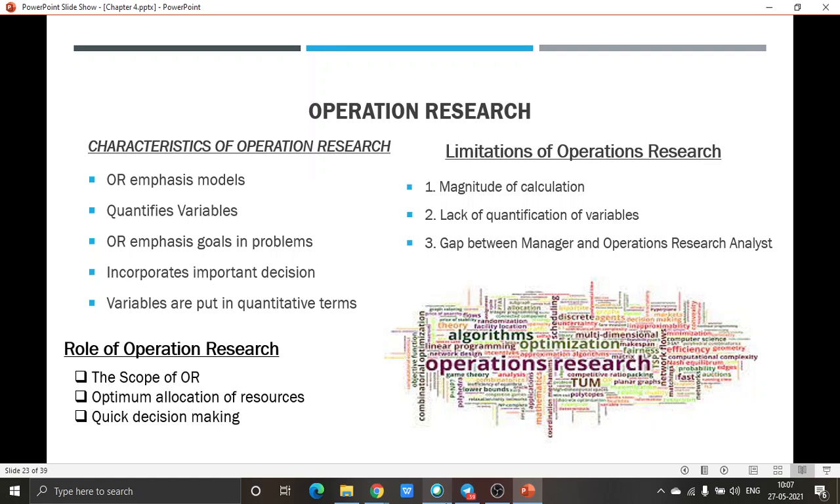The next one is lack of quantification of variables. What does this mean? A basic limitation in operation research is that it provides a solution only when all the variables related to the problem can be quantified. But we should also never forget that a business decision is affected by numerous variables, and some of them may not be quantified.